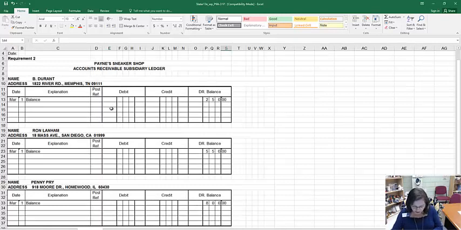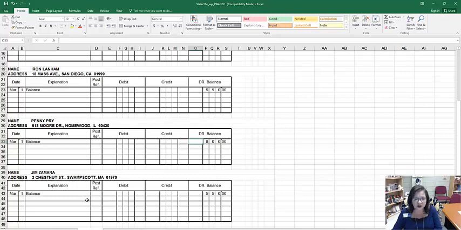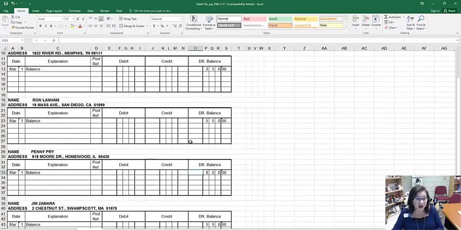So when they start, they're saying that Durant has $250. So notice, March 1st, you're starting March 1st. This is the balance that has been carried over from February. So you're actually going to be putting this information in, okay? For Ron Lynam, or Lanham, whichever, it's 550. For Penny Pry, it's $800, okay? For Zamara, it's $550, okay? That's for the accounts receivable, the subsidiary ledger.